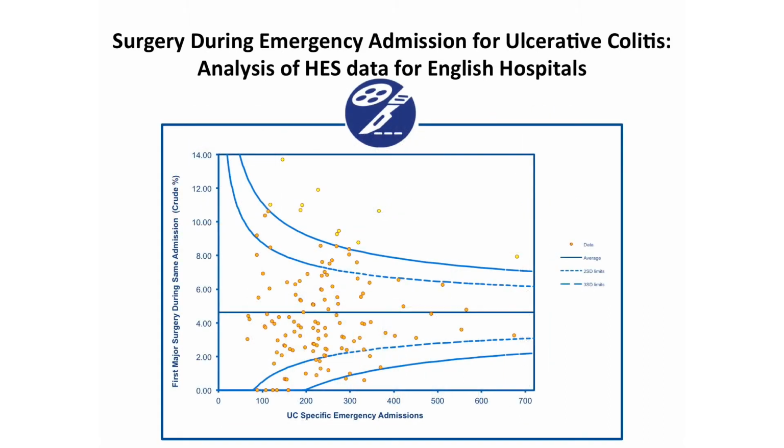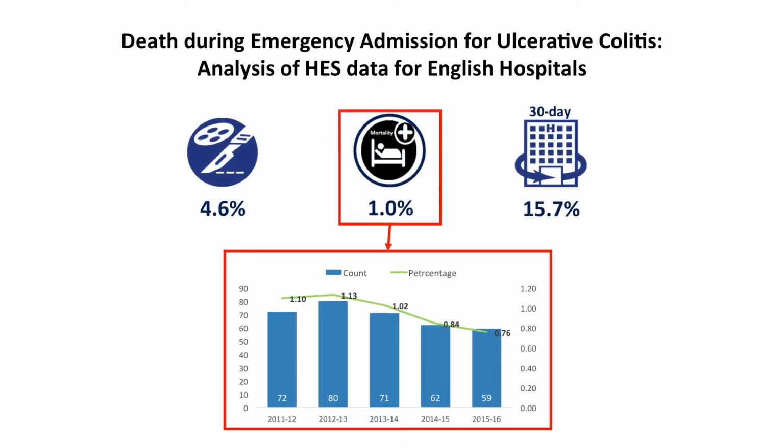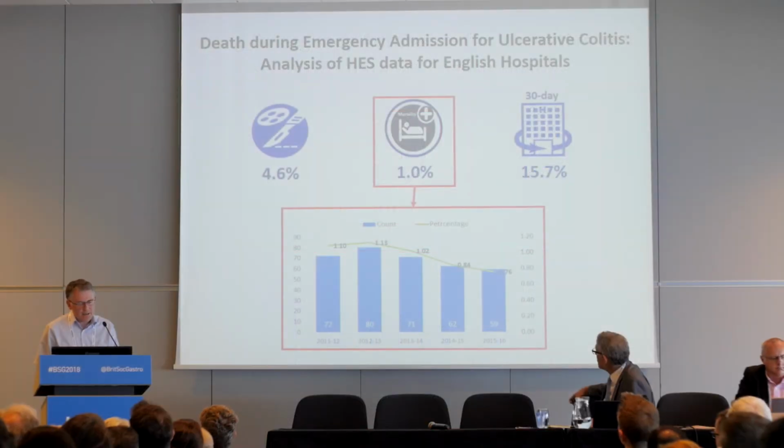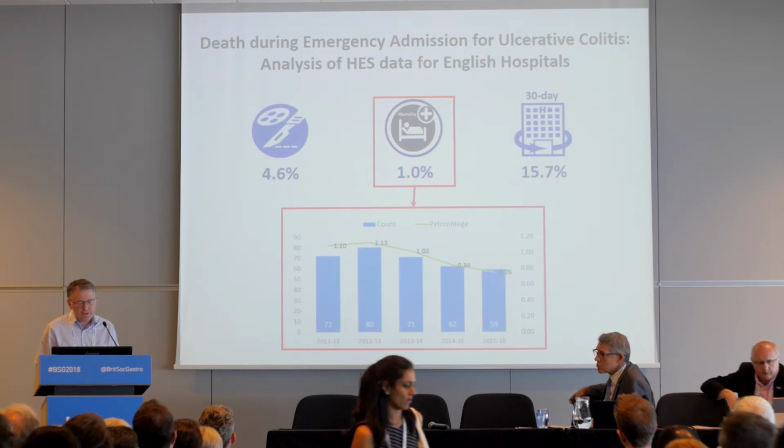We're now able to produce some benchmarking reports and funnel plots to start to unpick variation across trusts, and this is surgical rates. Mortality, there's a good news story here. We've looked at not only 5 but 10 years data. The risk of dying in hospital from ulcerative colitis over the last decade has genuinely fallen, and after all sorts of complex modelling, these crude data are borne out. So there's a good news story in the national data.